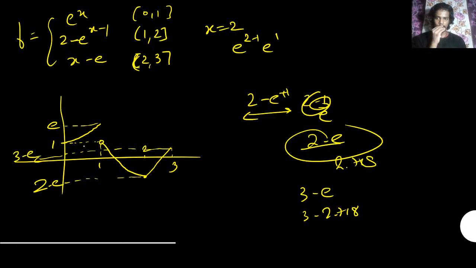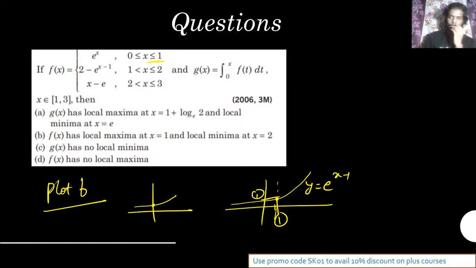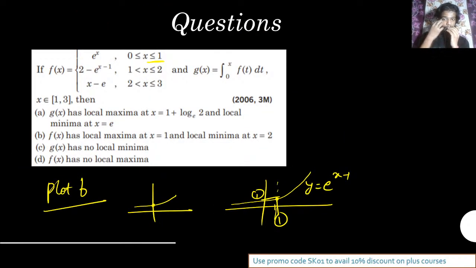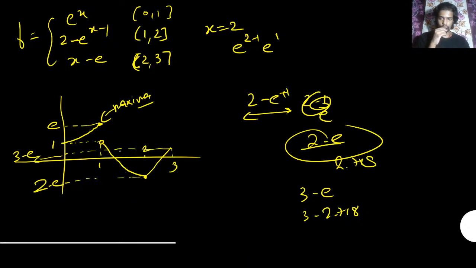So you see the graph. Okay, so I see a local maxima here, I see a local minima here. So the question is, f(x) has no local maxima? No, f(x) has a local maxima, and the local maxima is this. The other option is, f(x) has a local maxima at x equal to 1, true, and a local minima at x equal to 2, true. So you see it has a local maxima at x equal to 1 and local minima at x equal to 2. So this option is correct.